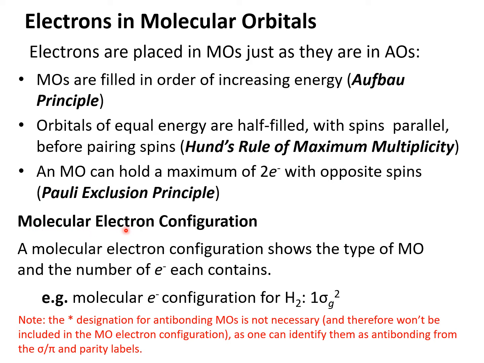Now, once we have our molecular orbital diagram, we are also able to write a molecular electron configuration. A molecular electron configuration shows the type of molecular orbital and the number of electrons in each orbital. So, for example, hydrogen, or H2, would have the molecular electron configuration of 1 sigma g 2, meaning that there are 2 electrons in the 1 sigma g bonding molecular orbital. For electrons in antibonding MOs, we typically drop the asterisks for the antibonding molecular orbitals. And so these are typically not included in the molecular electron configurations.